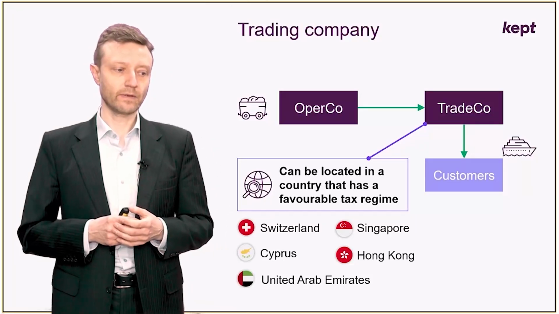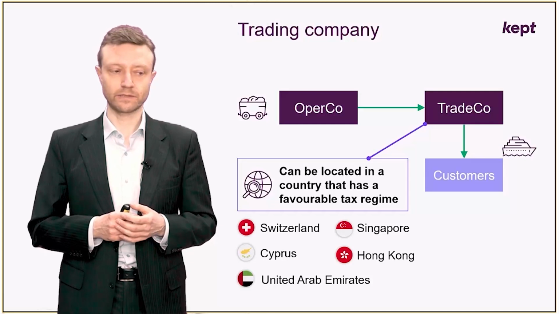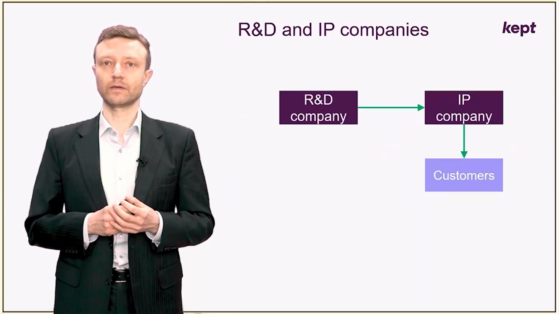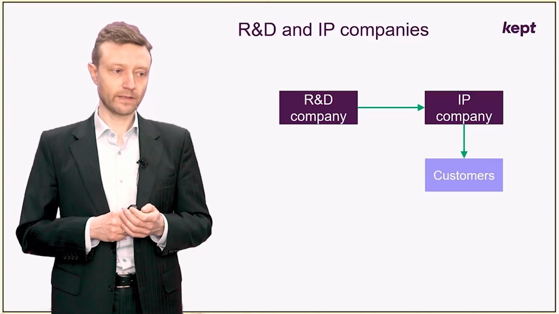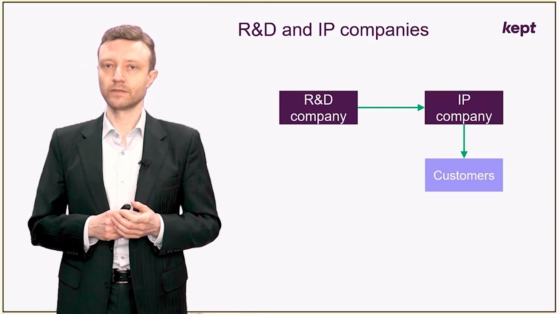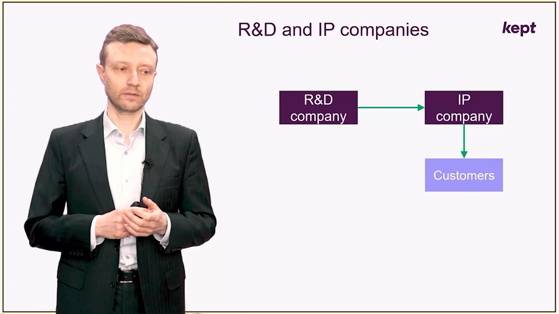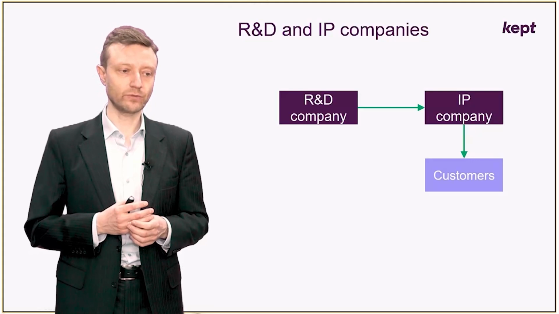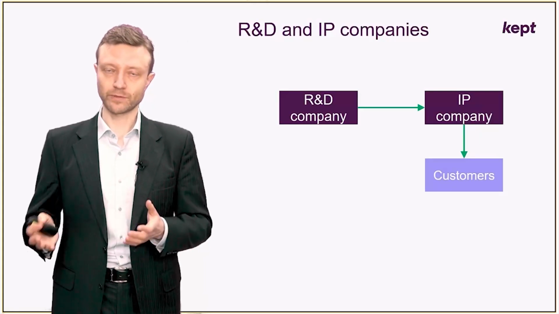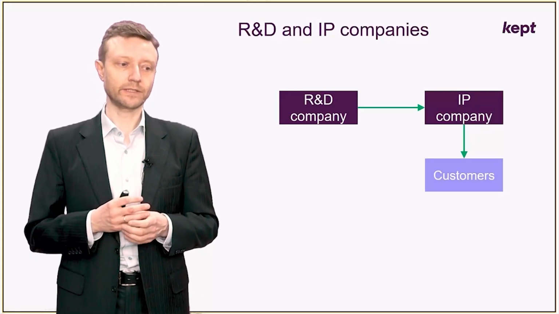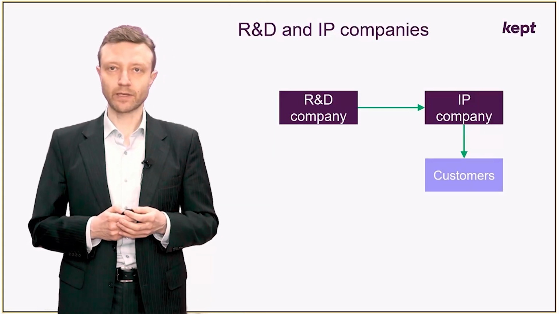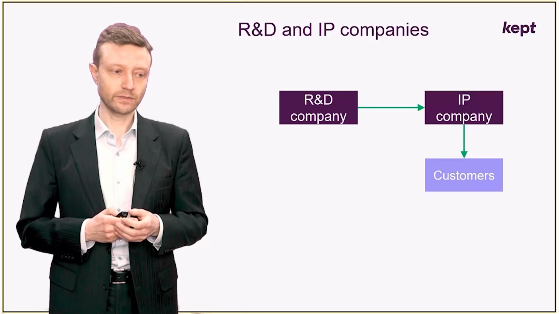And this is why the UAE is a popular destination for trading companies. Next, other types of functional companies are used in intellectual property businesses like software or IT businesses. And R&D companies and IP companies are not uncommon in such businesses.